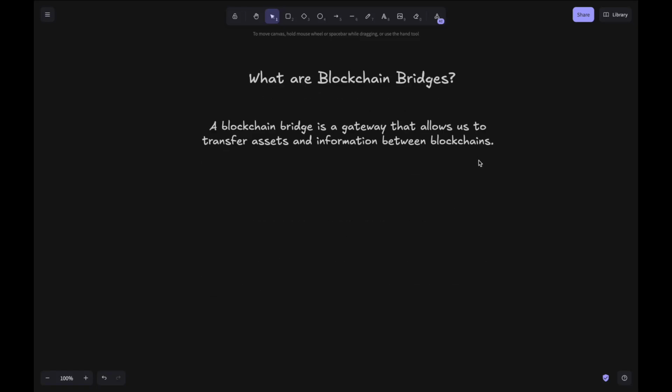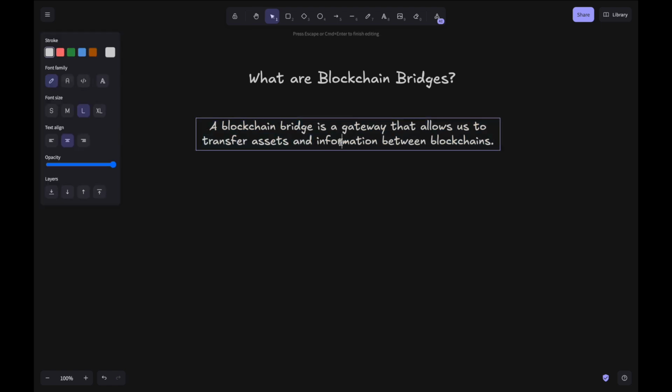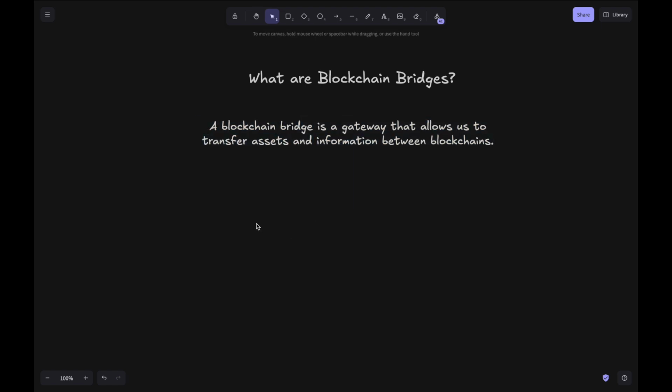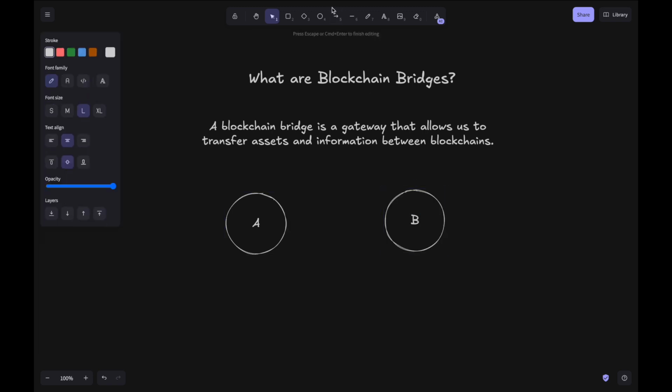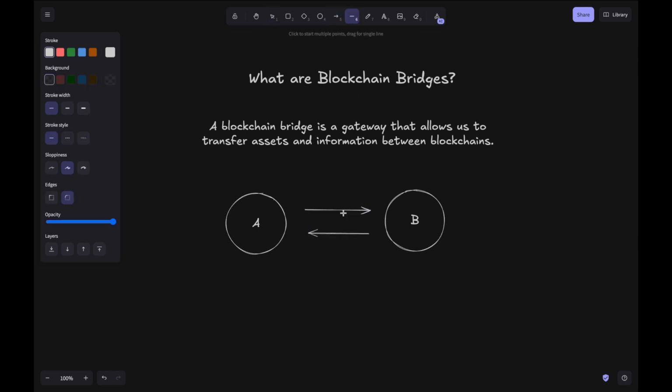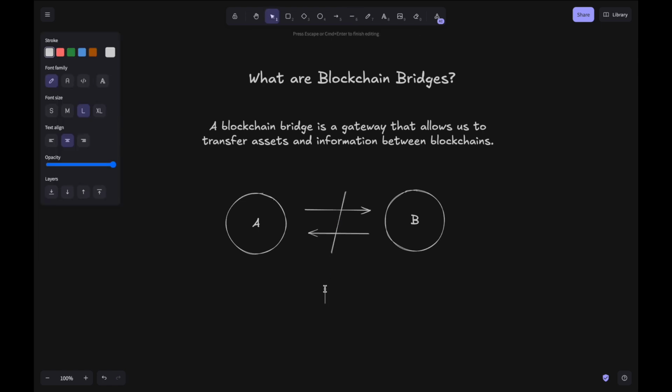So what are blockchain bridges? Well, a blockchain bridge is a gateway that allows to and fro of assets and information between blockchains. So say you have an asset on blockchain A and you want to transfer the asset over to blockchain B. Now since blockchain A and blockchain B are independent and there's no communication between them, this calls for an intermediary, which is the bridge.